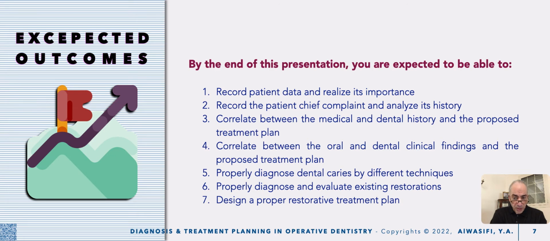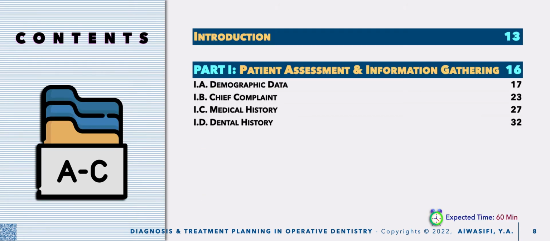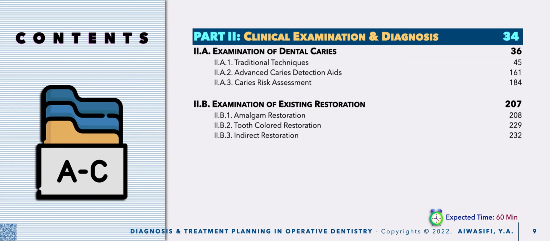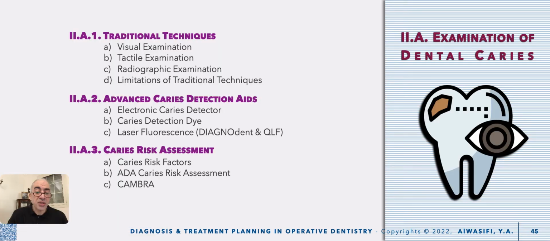In previous episodes we already discussed Part 1, patient assessment and information gathering, in terms of demographic data, chief complaint and its history, medical history and dental history. Then in the second part, we already started the clinical examination. We started to examine dental caries. Still, we are within the traditional techniques to diagnose dental caries.